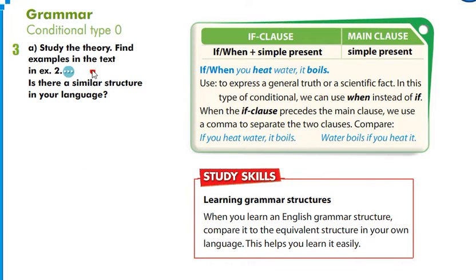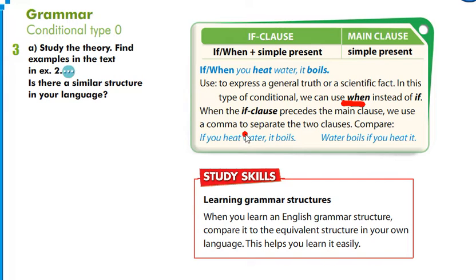Now to continue the explanation, the conditional type 0 is basically this: an if clause and a main clause. So if or when you heat water, it boils. It is used to express a general truth or scientific fact. In this type of conditional we can use when instead of if.